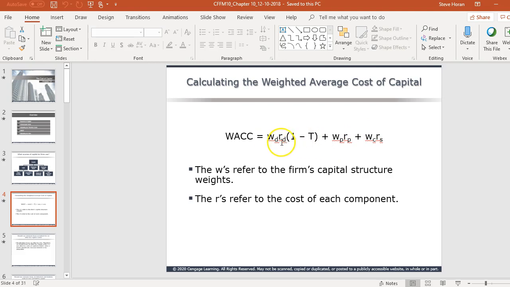So WD for debt, WP for preferreds, WC for common equity. Then the R's are returns, the required returns. So basically it's an interest rate. So R sub D, R sub P, R sub S. And then just for debt only, you have 1 minus T, where T is the tax rate.